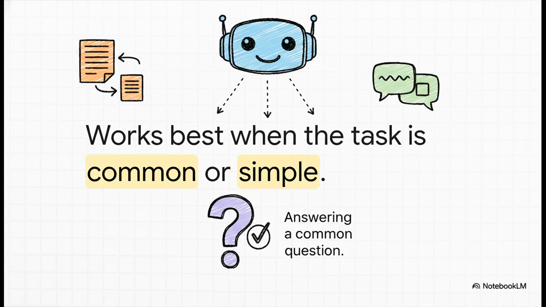Okay, but there is a little catch. Zero-shot learning works best when the task is something the AI already has a general grasp of. Things like summarizing a piece of text or translating a sentence. It's not learning from scratch, it's just leveraging its massive pre-existing knowledge to follow your very specific command.